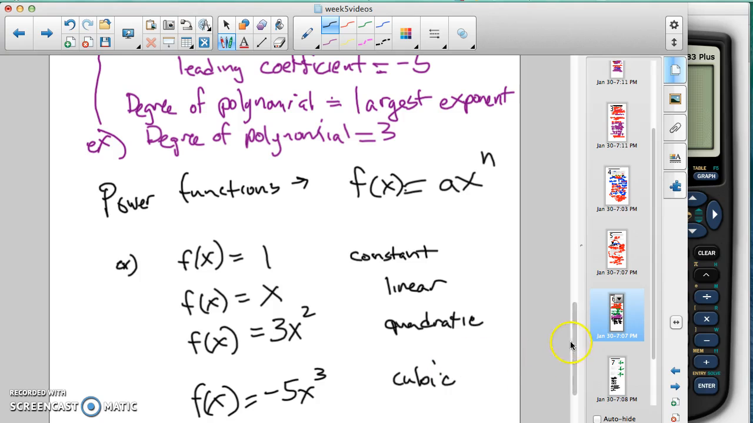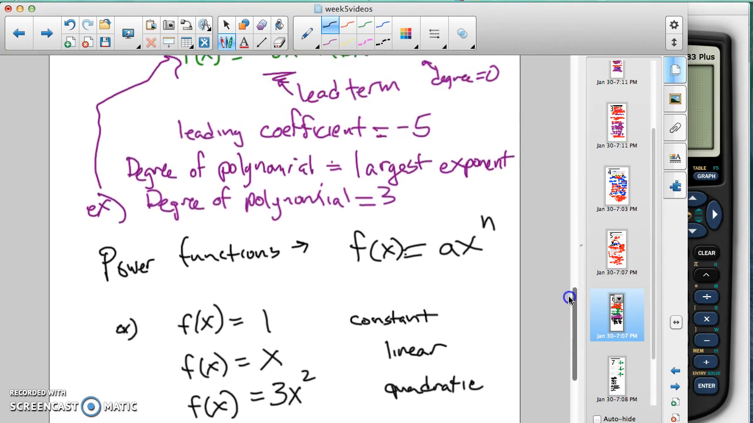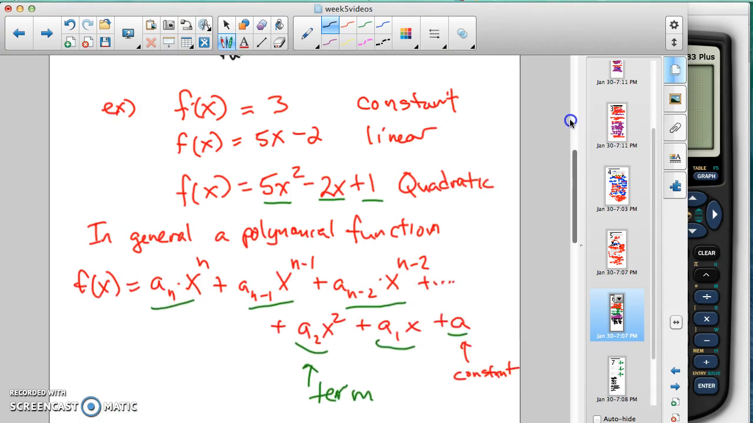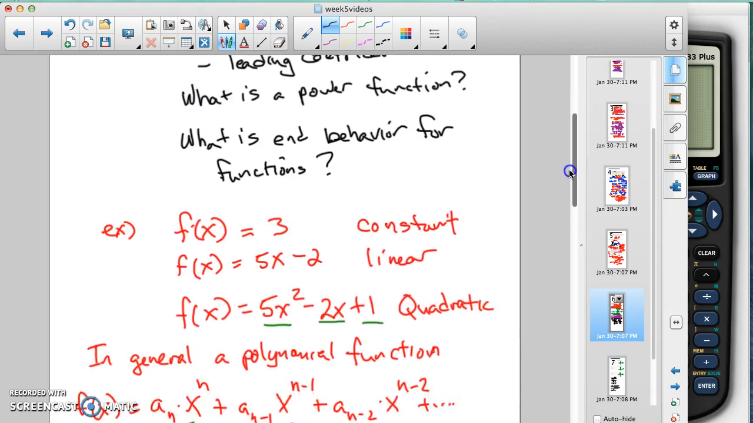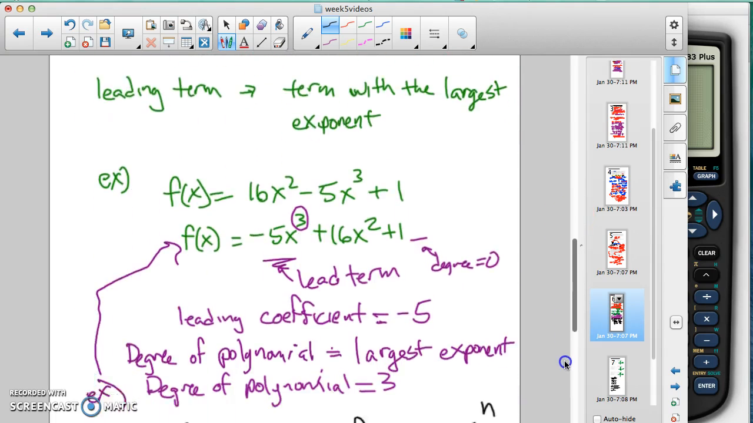So power functions have one term in them. They have a coefficient and they have a power of x. And that's what a power function is. It's just a part of the polynomial function. Polynomial functions are made up of several power functions, each added to each other in a polynomial function format.